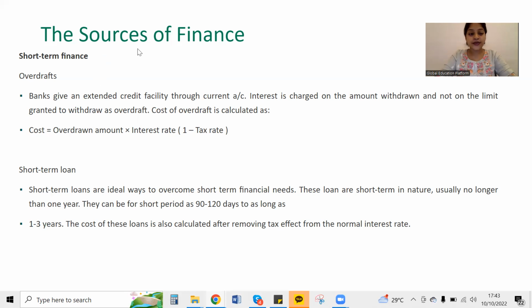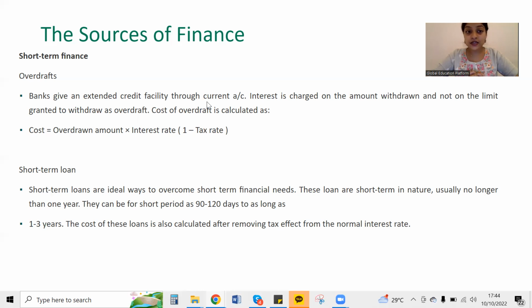Okay, so let's go ahead with the short-term finance. First will be the overdrafts. Banks give an extended credit facility through current accounts. So businesses are supposed to have current accounts. Interest is charged on the amount withdrawn and not on the limit granted to withdraw as overdraft.